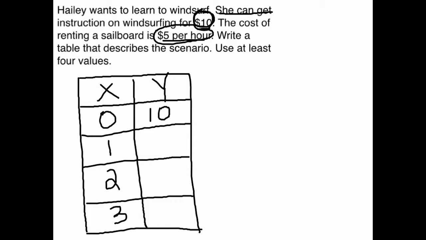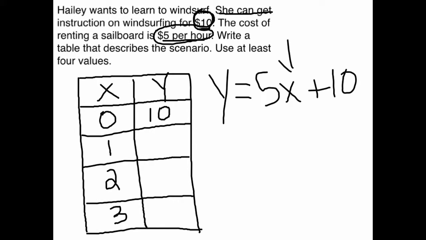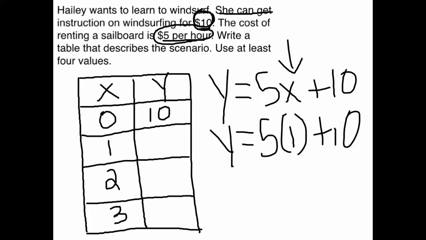Okay, so again, if I want to figure out how much she spends for 1 hour, I just plug in 1 into my equation. So my equation is y equals 5x plus 10. I just plug in 1 for x. So I have y equals 5 times 1 plus 10. And that's going to come out to y equals 15. 5 times 1 is 5, and then 5 plus 10 will leave me with 15.